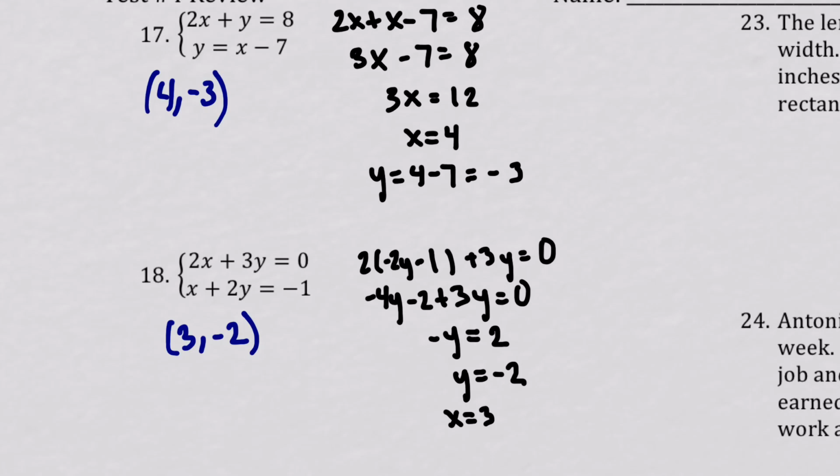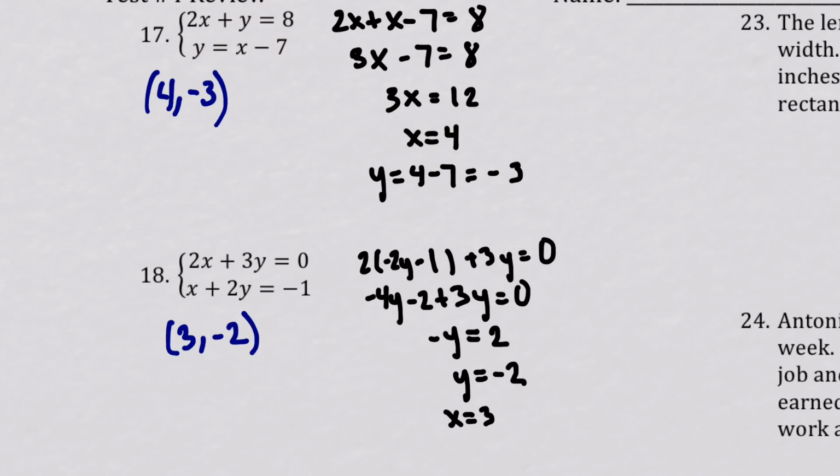Okay, here you go. These are the correct solutions for number 17 and 18. 17 is 4, negative 3, and 18 is 3, negative 2. In 17, one of the equations was already solved, so I took this equation, the x minus 7, and substituted it into this other equation for y.